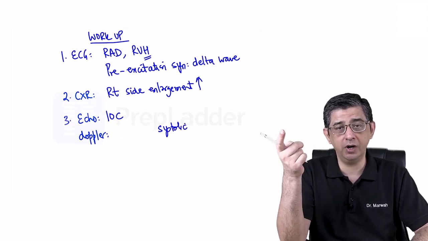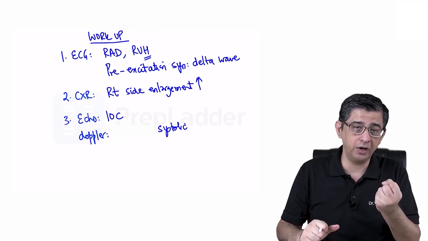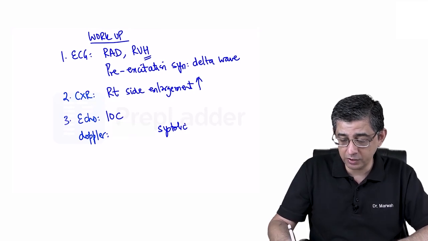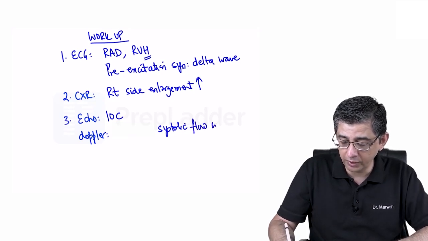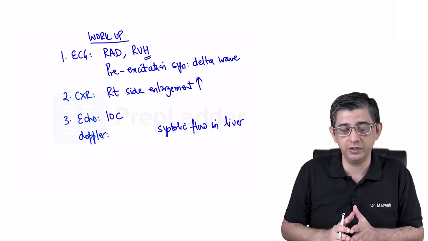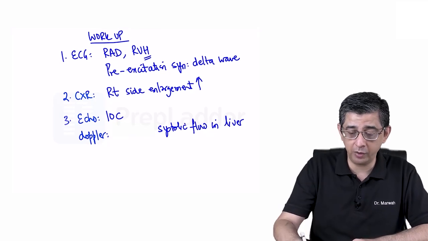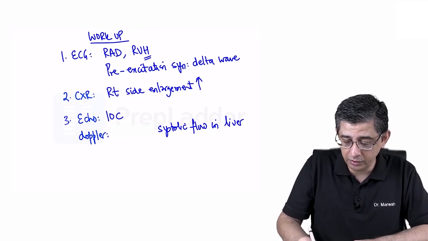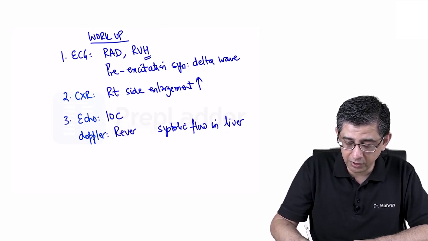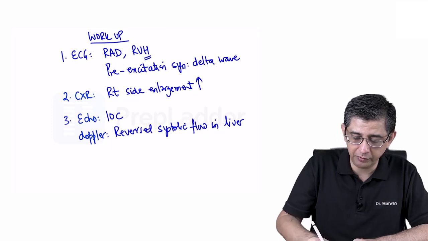RV blood is going back to the RA. So you see, when the heart is contracting with force, the backward flow of blood contributes to reversal of systolic flow in the liver, which is very peculiar, because obviously the blood has to flow in a forward direction during systole. But here, due to the back pressure changes, I have highlighted this term, reversed systolic flow in the liver. Now we will focus on the treatment for this patient.